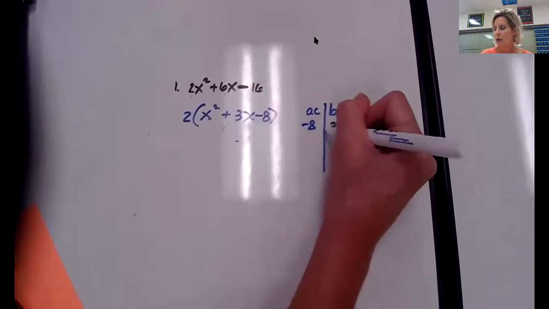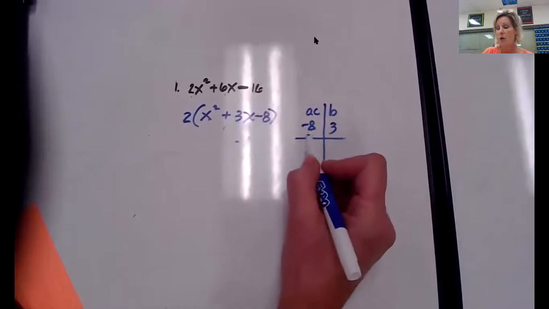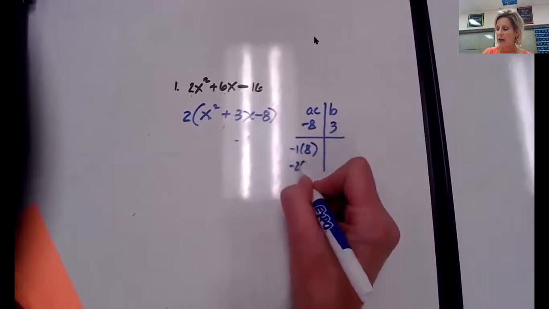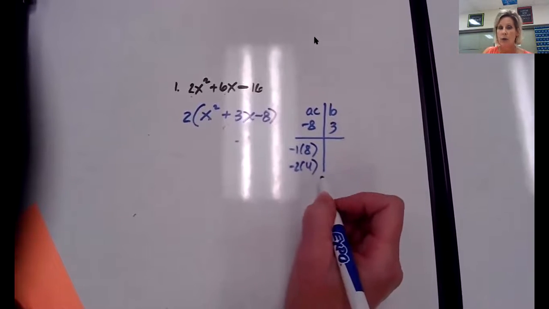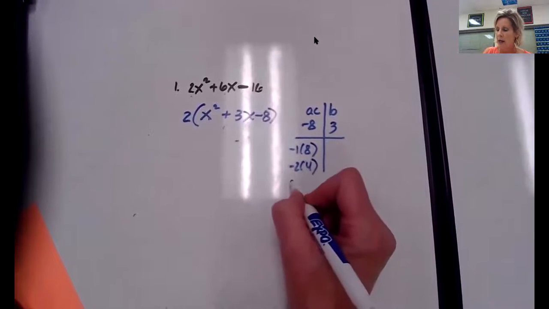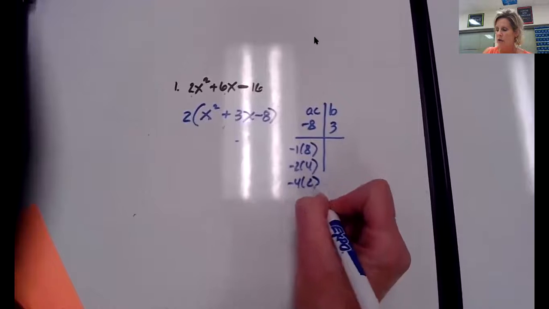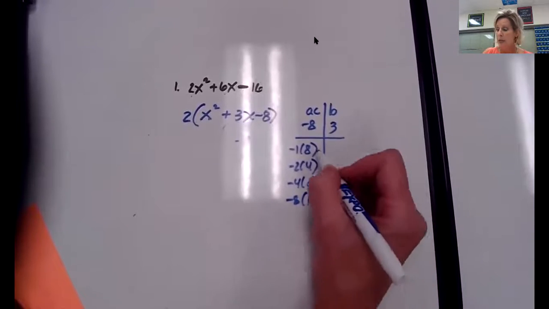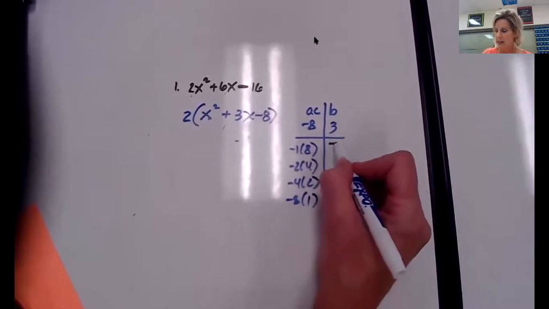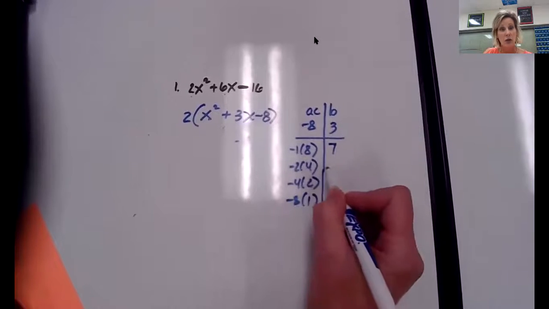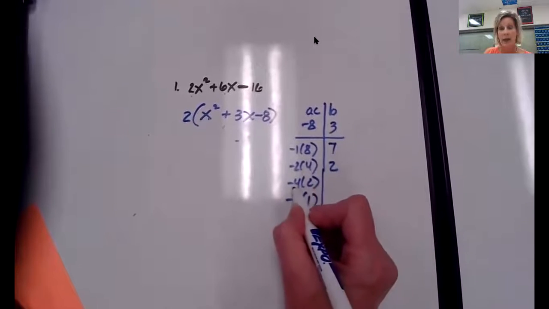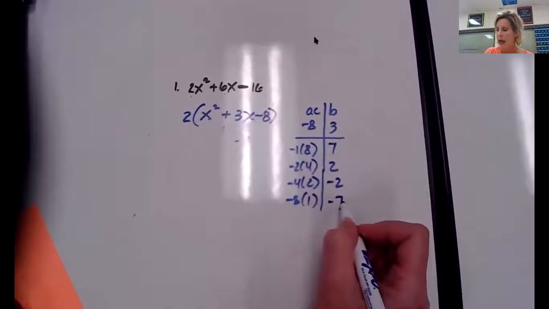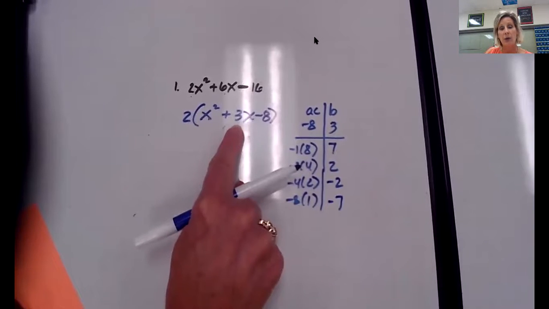And your B value is still 3. So for negative 8, it could be negative 1 times positive 8, negative 2 times positive 4, and really that's all your options. I could make it negative 4 times positive 2, or negative 8 times positive 1. But here, if you say negative 1 plus 8, negative 2 plus 4, negative 4 plus 2, negative 8 plus 1, I never get the B value of 3.